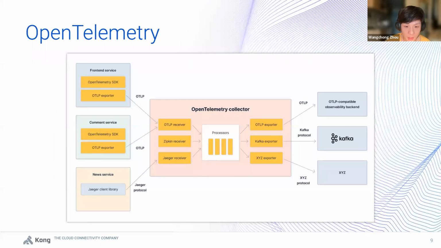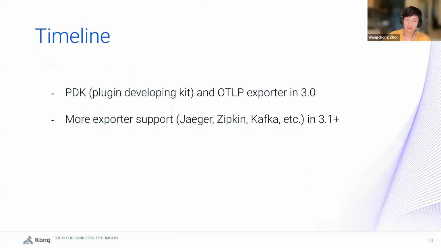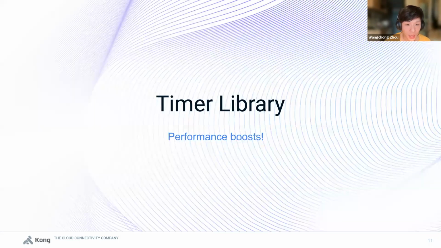And let's go to the next slide, please. Yeah, so in 3.0, we'll be shipping the PDK, we call it plugin development kit. You can use it to build your own plugin, and also the OpenTelemetry exporter, the OTLP exporter. It will also be implemented as a plugin. And so you can also expect more exporters to come after 3.1. So maybe we will also do Jaeger and Zipkin, also Kafka. Yeah, so it's very exciting to see this coming.